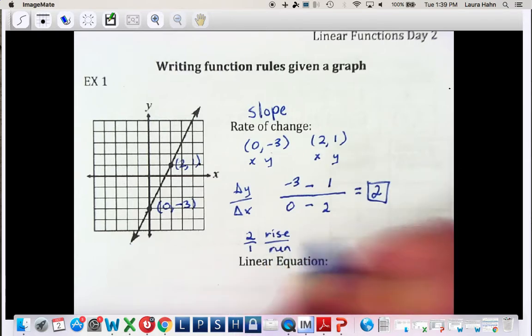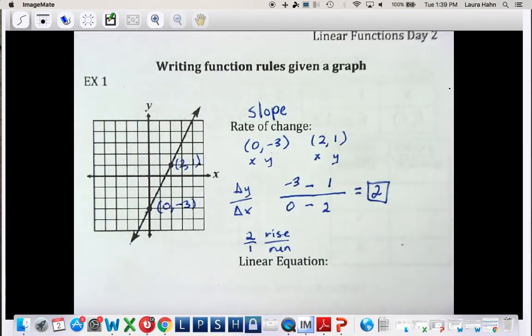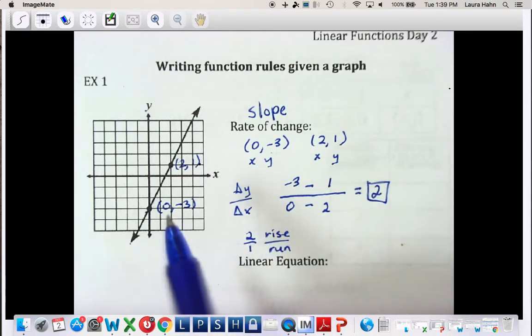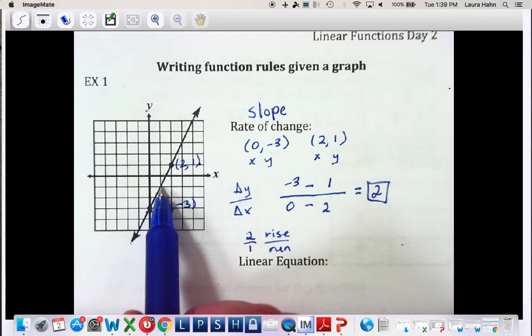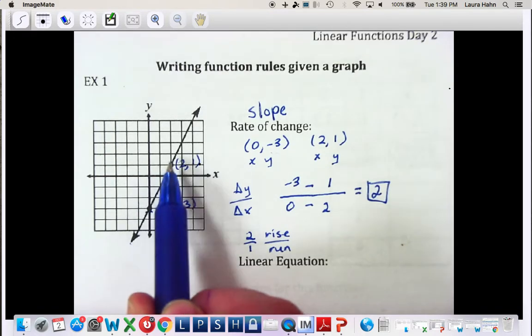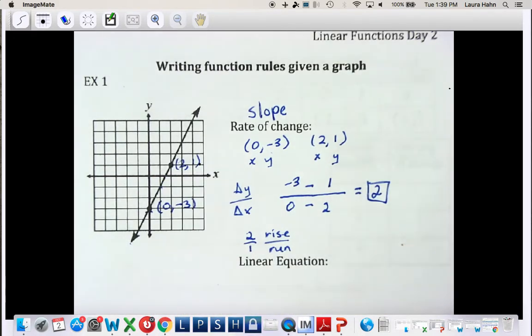And let's check ourselves. Do I rise 2 and run 1 to get from point to point? Let's check. Start here. Rise 2, run 1. I'm still on top of that line. Rise 2, run 1. So I know that's perfect.